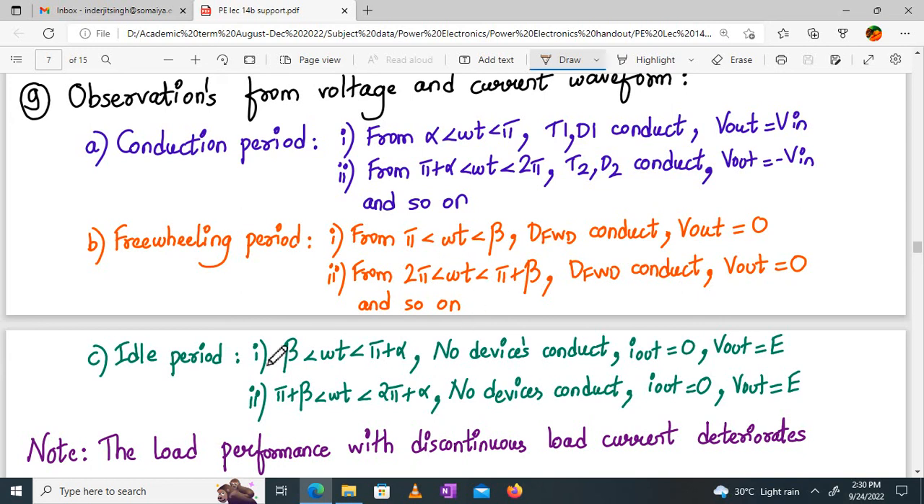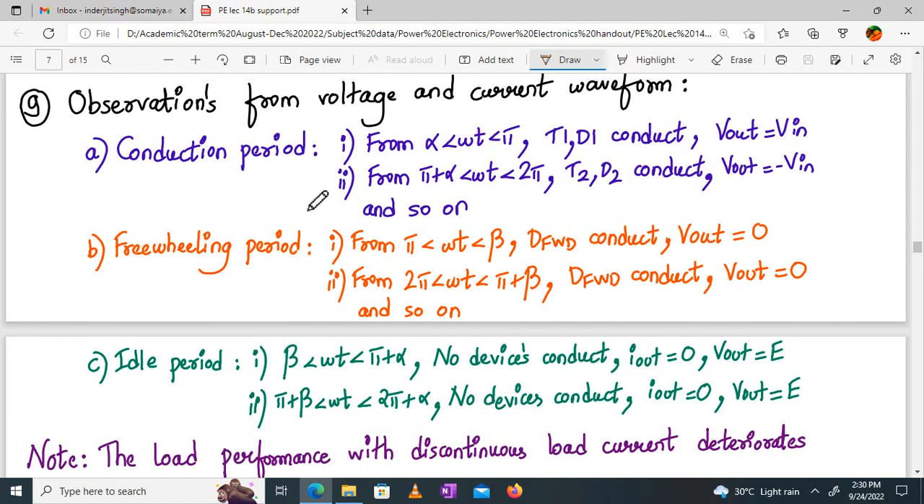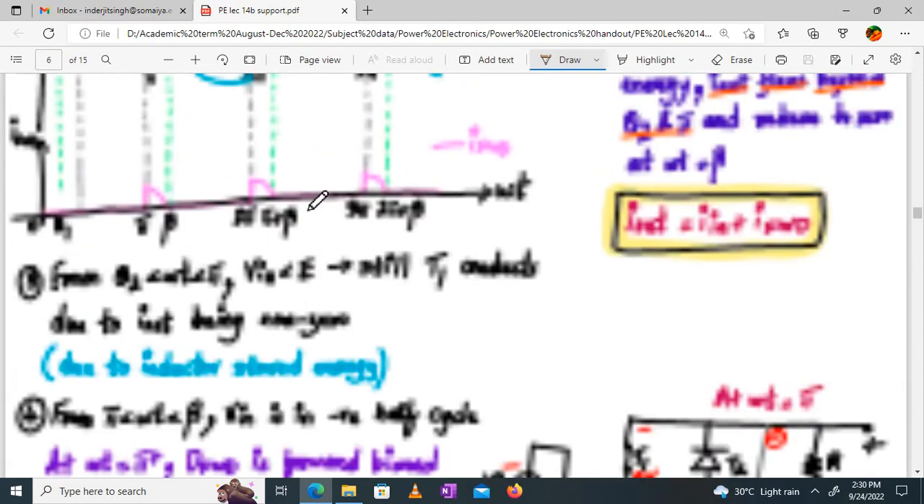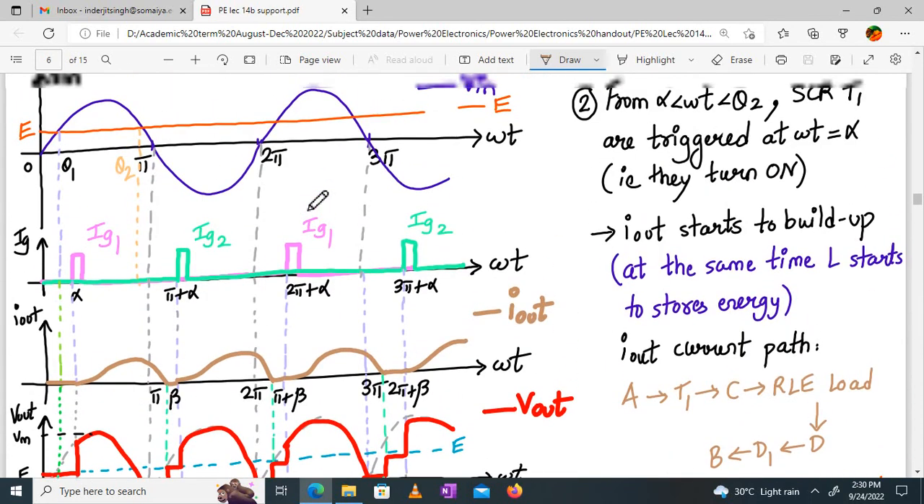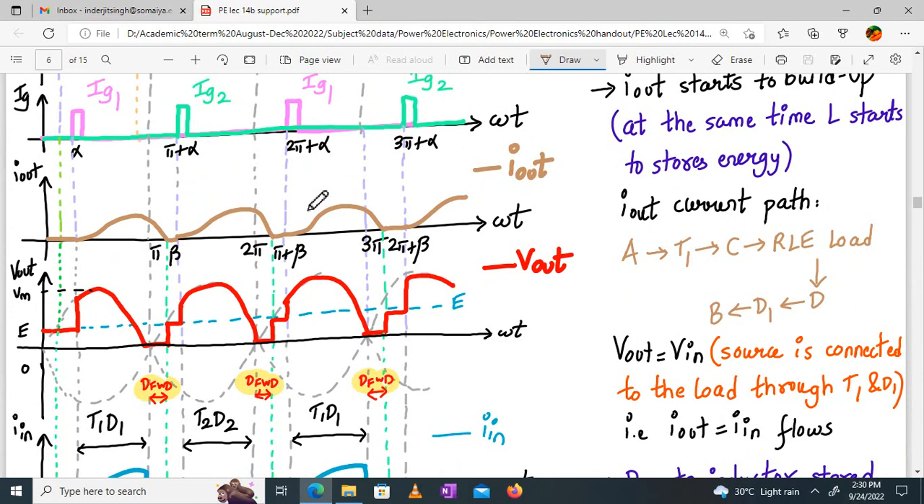The idle periods are when none of the devices are conducting and the output is equal to E, since the output load current is 0, between beta and pi plus alpha, when none of the devices conducts, and pi plus beta to 2 pi plus alpha. Please note that the load performance with the discontinuous load current will deteriorate. So, such a load current which is discontinuous is not used practically. We go for a continuous load current, in cases with RLE load or RL load with semi converter.